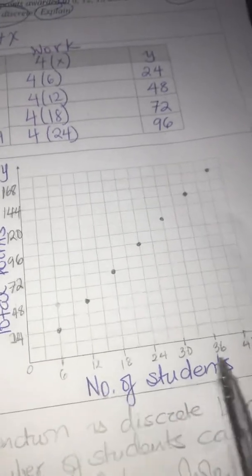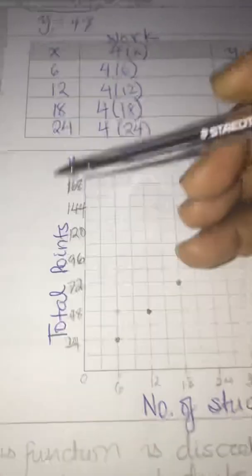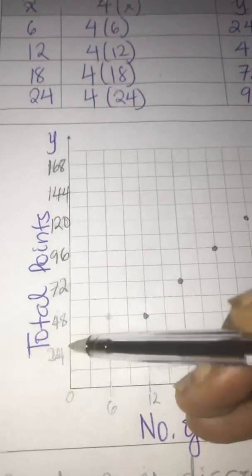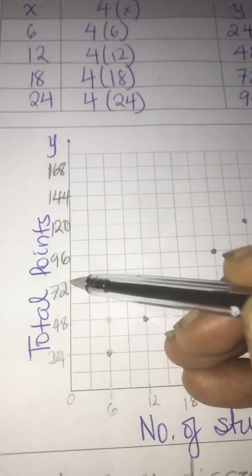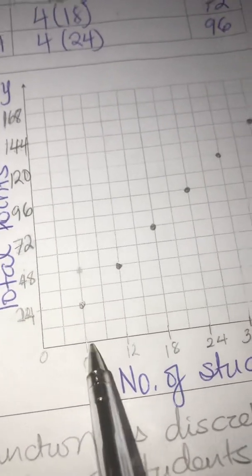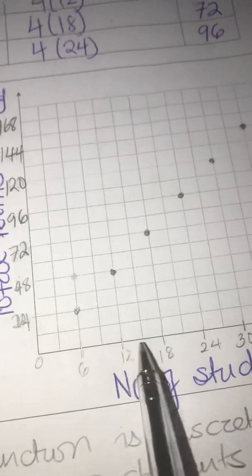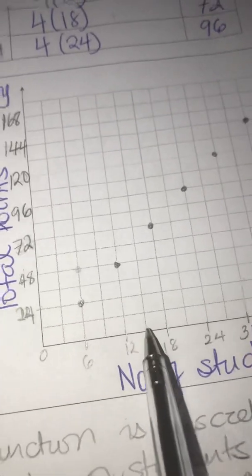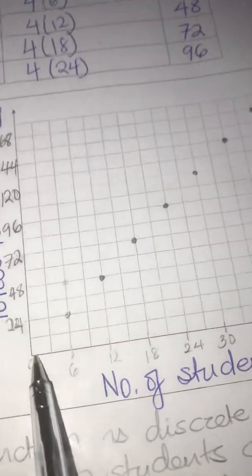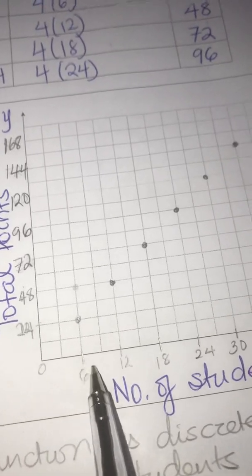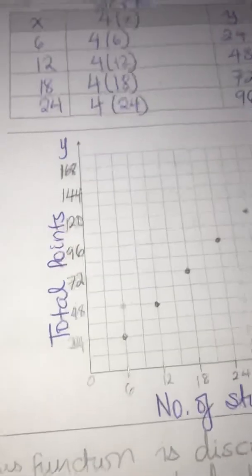I labeled my y, I labeled my x, I put my title. So number of students is on x, total points is on y. Every time I skipped 2 boxes to put the other number. The same thing here. So this is 3, 6, 9, 12, like that. 15, 18. I skipped every 2 boxes, I wrote 6. So that's what I did.